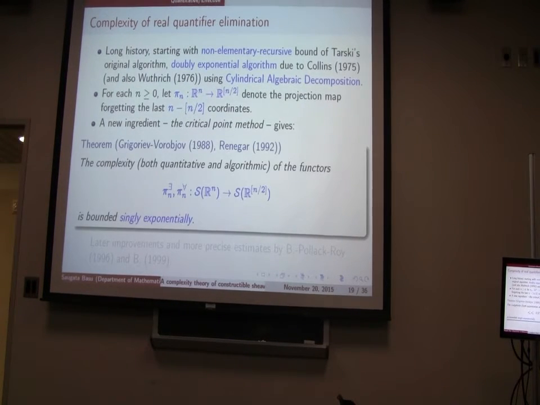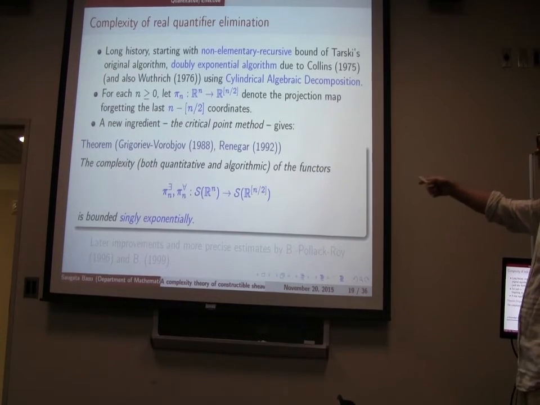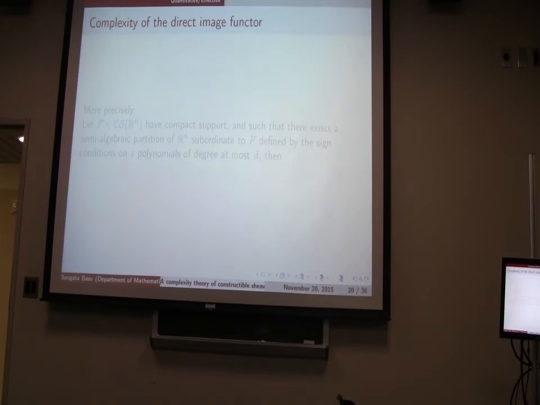And using it, Grigoriev and Vorobjov, more or less at the same time, and also Renegar, prove that this complexity is bounded singly exponential, one level of exponent down. Now I'm being a little bit fancy here, talking about these functors, the π_n, these F epsilon and F that I introduced before, which go from semi-algebraic sets of R^n to sets of R^(n/2). And later there were more improvements and more precise estimates, some due to me, and so on, in the late 90s. I'm not going to talk about these in precise steps.